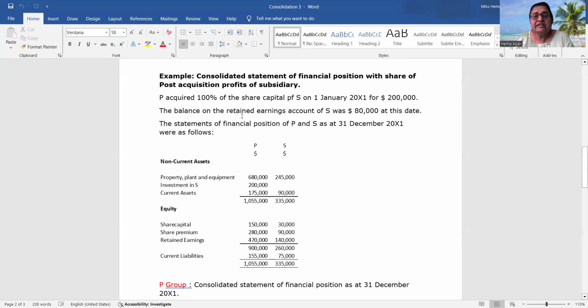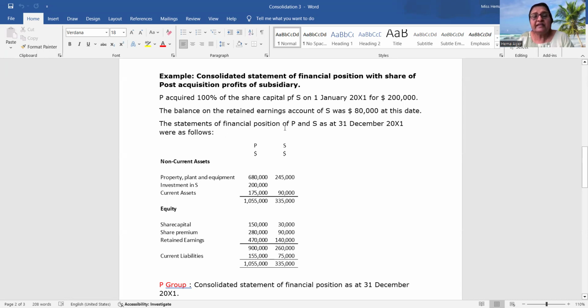So the balance on the retained earnings account of S was 80,000 as at the date. So they are giving you at the acquisition date. What is the acquisition date? 1st January 2001. At the acquisition date, the retained earnings balance of S is 80,000. So you can calculate the net assets. We are going to work that out later.